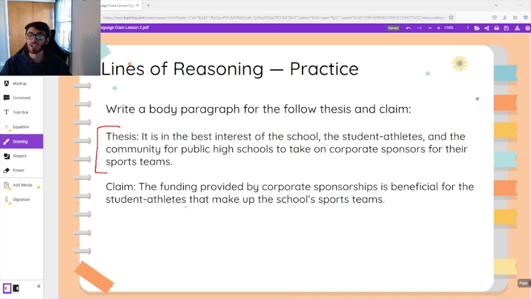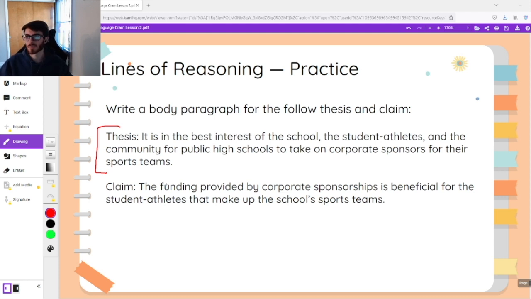Now, I've given you the claim here. So you're given essentially the first sentence of your body paragraph. If you want to copy this word for word, you can, or you can switch it up a little bit, but focus on this claim: the funding provided by corporate sponsorships is beneficial for the student athletes that make up the school's sports teams. Go ahead, construct a body paragraph here.